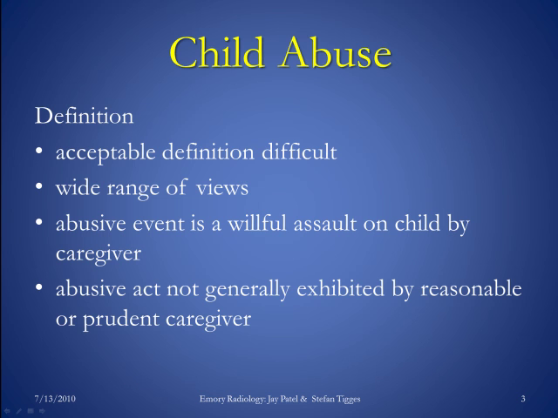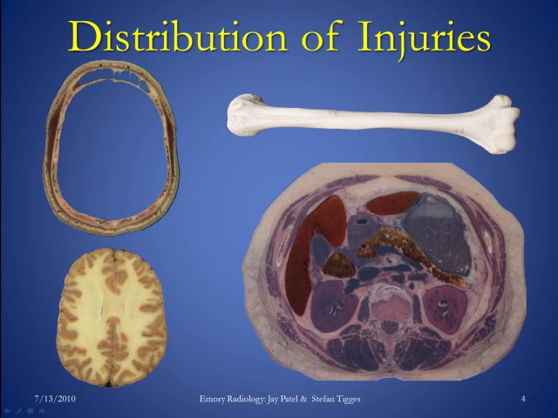So the actual definition of child abuse is difficult to make. We don't have an acceptable one-line definition of what it could be. There's a wide range of views on what it could actually be, and that differs when you talk to clinicians, radiologists, ER physicians, and parents alike. But it's generally accepted that an abusive event is a willful assault on a child by a caregiver, and abusive acts are not generally exhibited by reasonable or prudent caregivers.